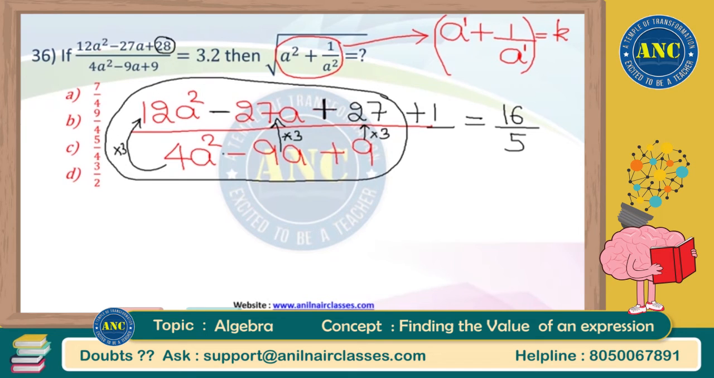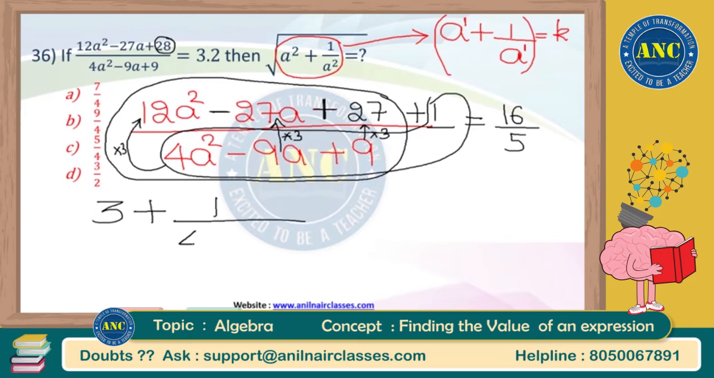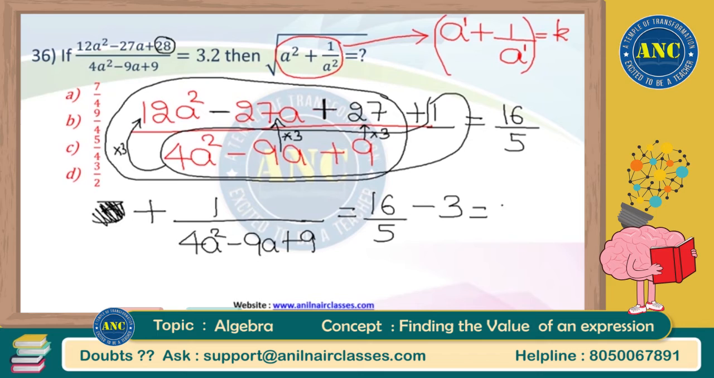So that will cancel with this denominator. The only thing you are left with is 3 plus this entire thing, which I will write as it is. That means 1 divided by 4a square minus 9a plus 9. The right hand side is 16 by 5. This plus 3 I will shift to the right hand side. It becomes minus 3. So on the left hand side, let me cancel it instead of wasting time by writing again and again. So the right hand side eventually becomes 1 by 5. 16 by 5 minus 3 is 1 by 5.